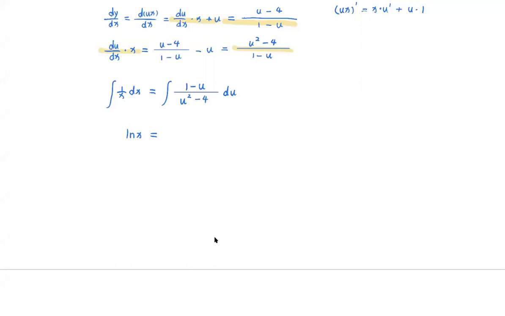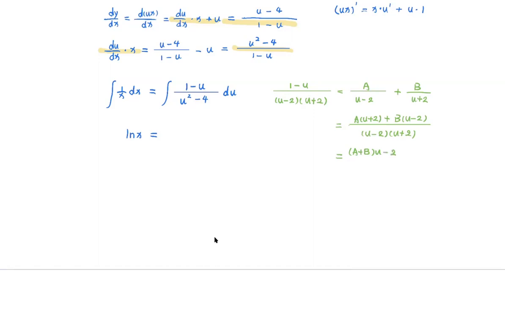Okay, let me use another color here and write it on this side. So we have 1 minus u over u squared minus 4, and let me write u squared minus 4 as u minus 2 times u plus 2. Let this equal a over u minus 2 plus b over u plus 2. Let's add them together. That's going to be a times u plus 2 plus b times u minus 2, over u minus 2 times u plus 2. That gives you a plus b times u, plus 2a minus 2b, so that's going to be minus 2.